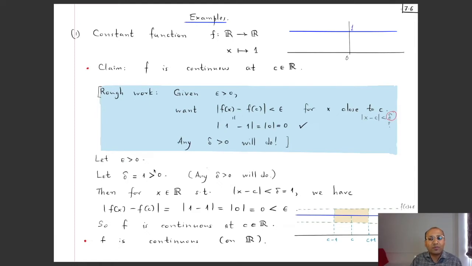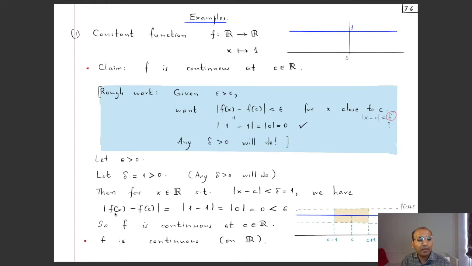So this was just the rough work, but now let's write it down properly. Typical with analysis that we first do some rough work, we make a plan of the proof and then we write it properly. So let epsilon be positive and we can take any positive delta. For example, 1 is a nice positive number, why not take 1? So delta equal to 1. In fact, any positive delta would do. And then if you have any x in the interval, so the interval was the set of all real numbers here, so for any x in R which satisfies that its distance to c is less than delta, which we have chosen to be 1, why not?